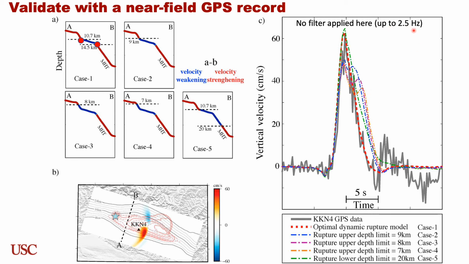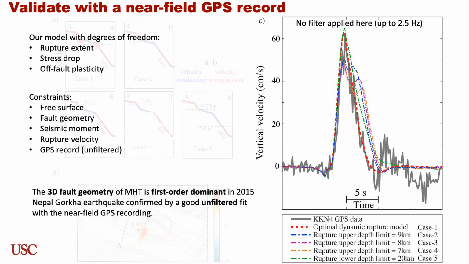Given the near-field high-rate GPS, we confirm that the rupture is nearly bounded by the upper and lower limits of the flat portion. The characteristic period of the near-field ground motion is also attributed to the oval-shaped flat portion.